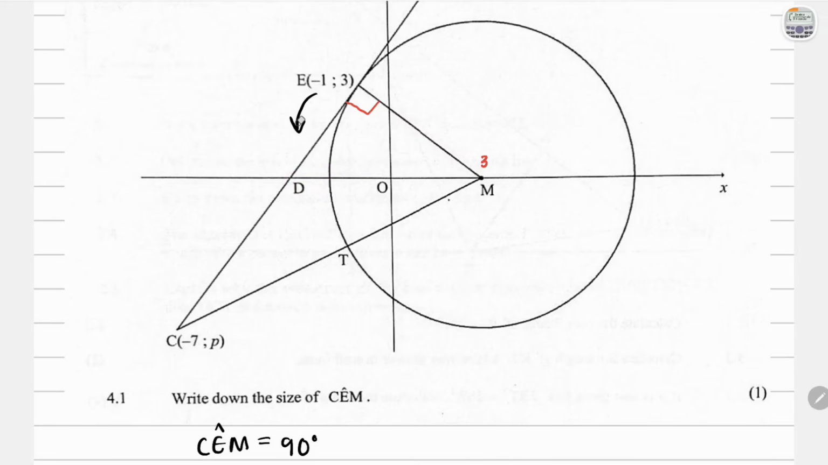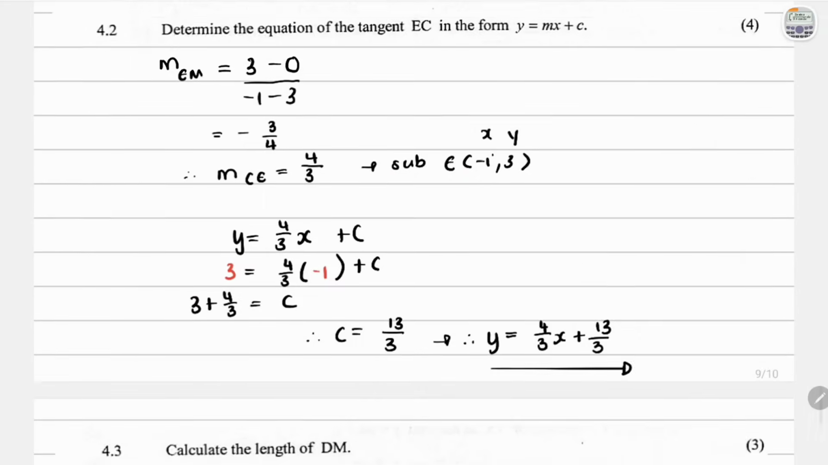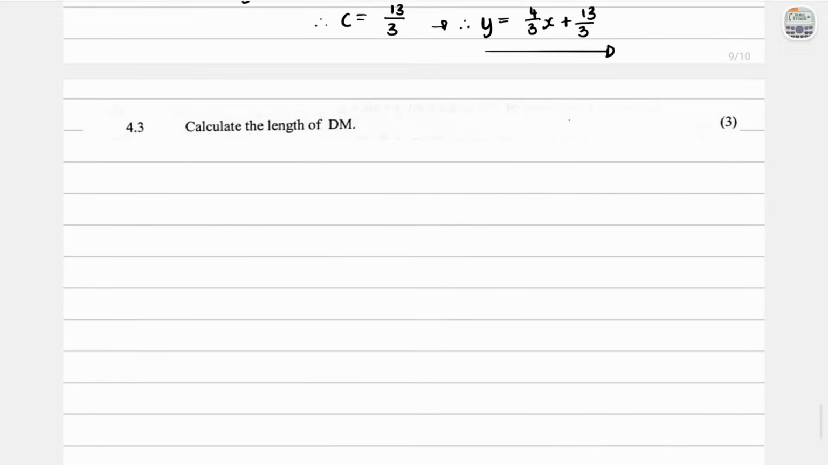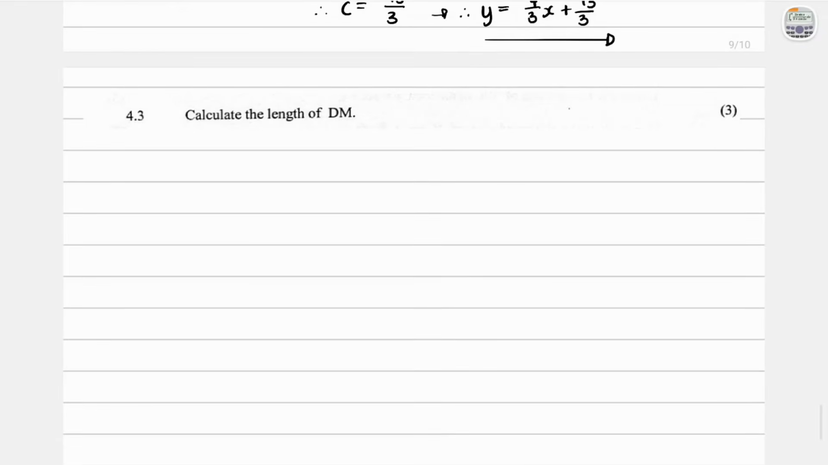Okay, they've been very lenient with, honestly speaking, the May-June 2025 paper, they were very nice in my opinion, because 2024 was not like this.